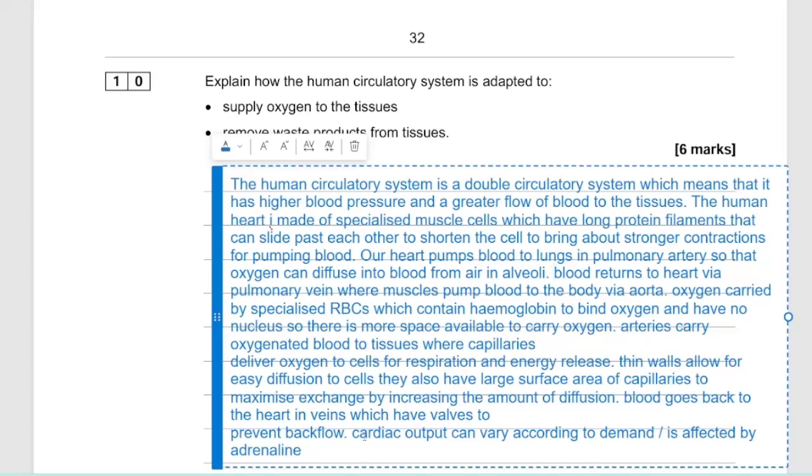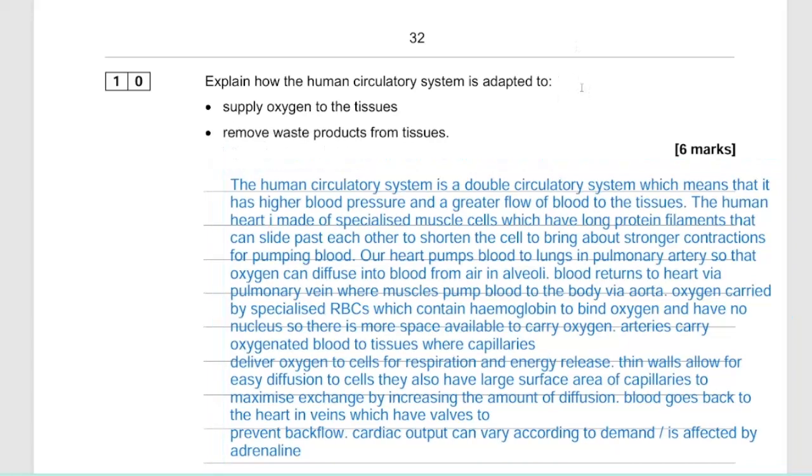Cardiac output can vary according to demand and is affected by adrenaline. Now, these questions are sort of mean because it's a weird mix. Personally, if I was seeing this paper, I wouldn't talk about the actual flow of blood around the body. I would just talk about what makes it more efficient, such as the specialized red blood cells or thin walls allowing for more diffusion. It is a hard question, but even if you're just able to talk about the flow of blood around the body, that should get you 3 marks, as the grade boundaries for science, this isn't combined, are usually rather low, which means this is going to be good for that.